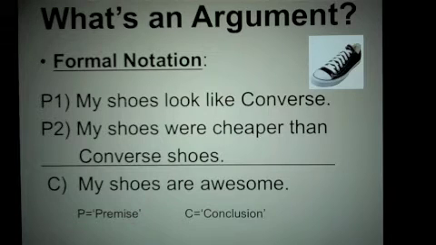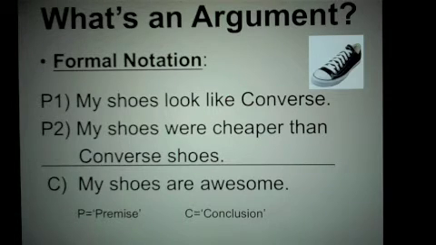Now, we have a formal notation for how we write out arguments in class, and this is how I'm going to be writing them out in class, and I hope you can just follow suit with me. We label each premise with a P and then number the premises, and we write those premises first. So you see P1, my shoes look like Converse, that is our first premise. Then P2, my shoes were cheaper than Converse shoes, and we keep numbering them depending how many premises we have in a particular argument, however many reasons we have.